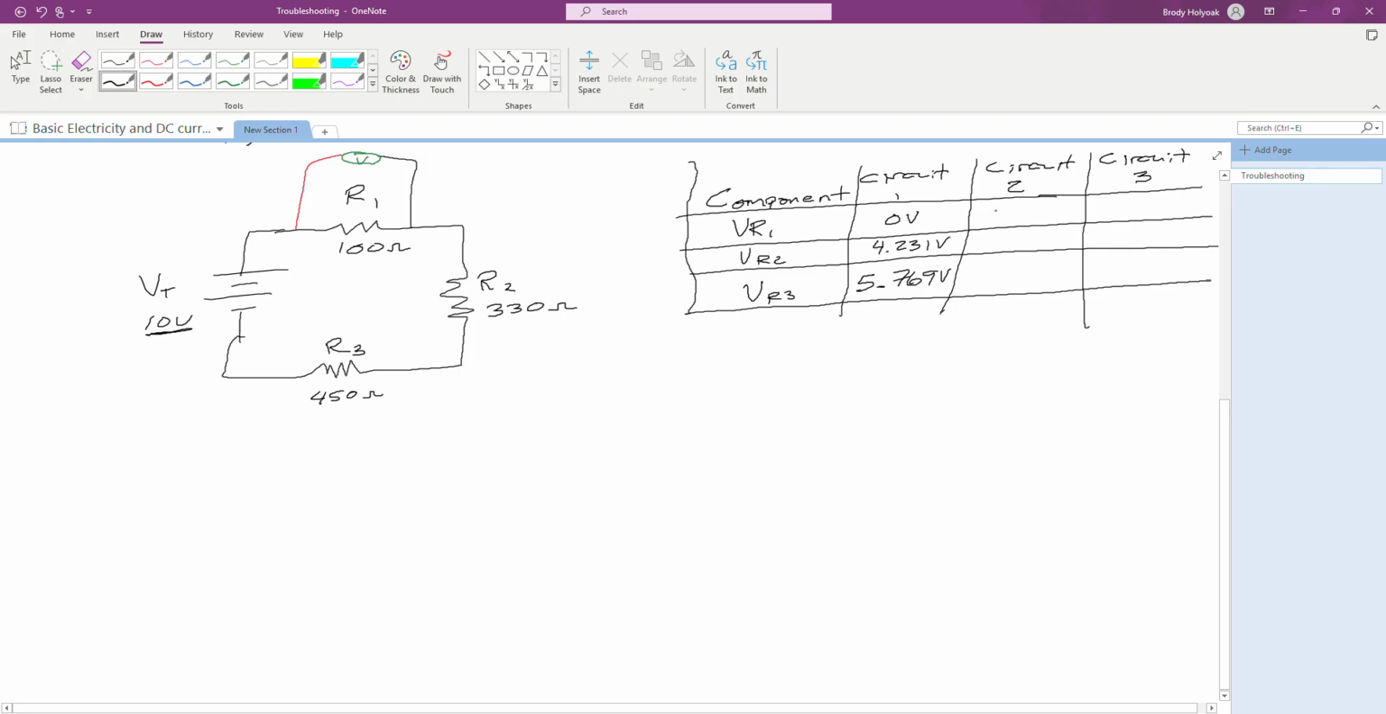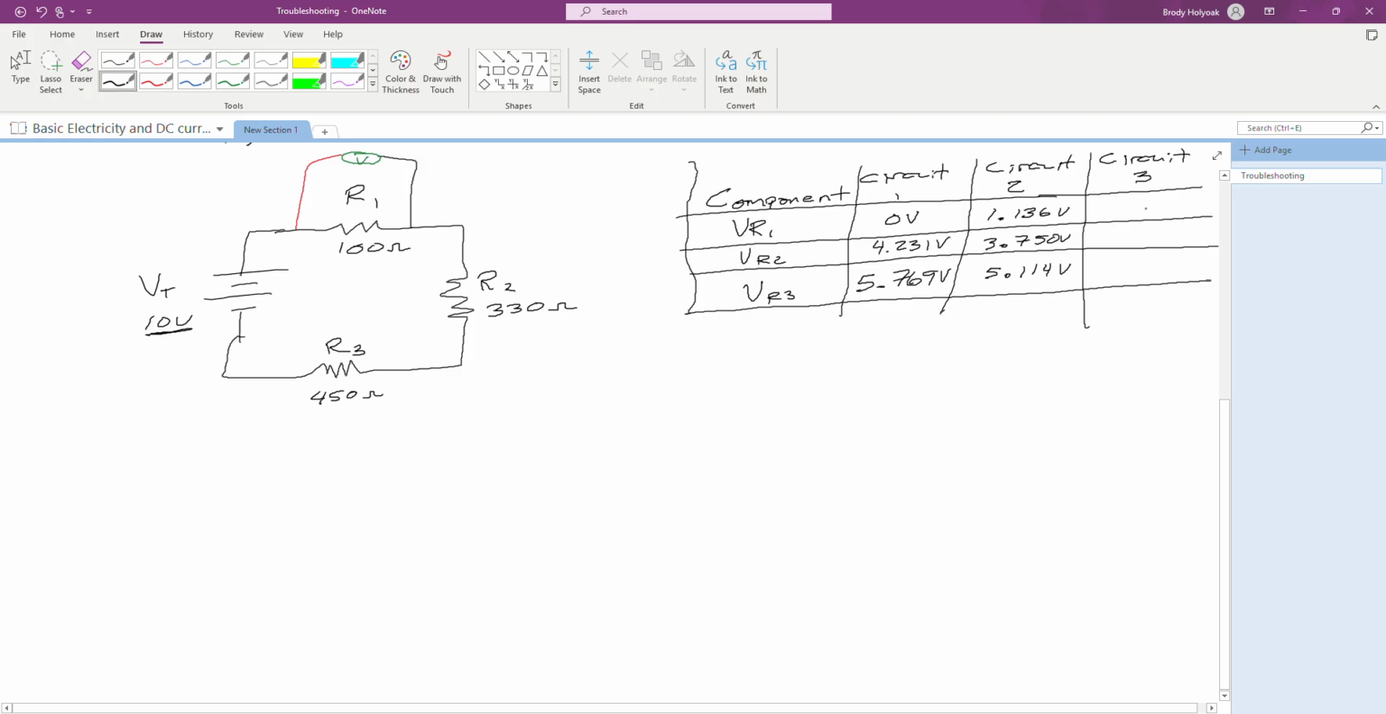In circuit 2, I have 1.136 volts on R1. I have 3.750 volts across R2, and I have 5.114 volts across R3.